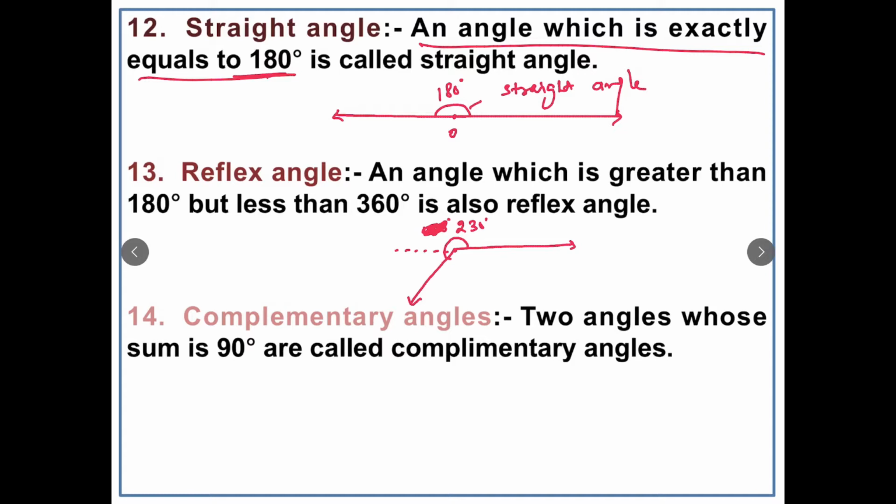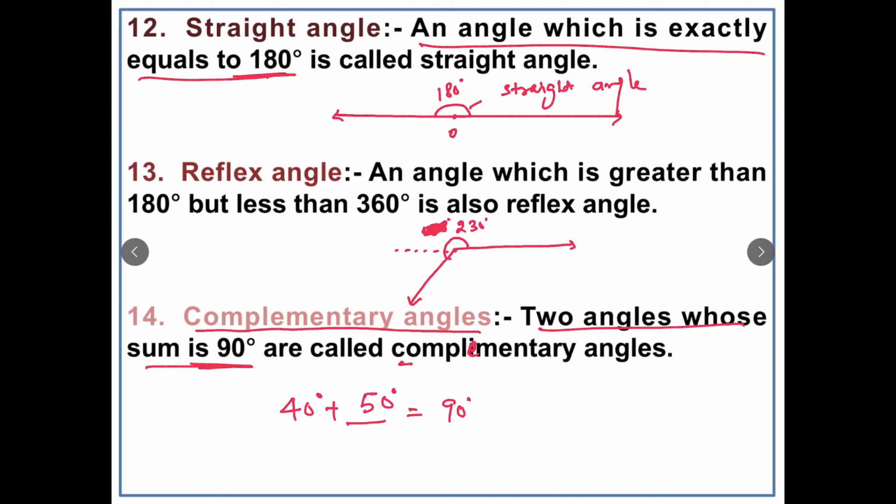Next we have one important type of angles which are called supplementary angles. Supplementary angles means two angles whose sum is 90 degrees are called supplementary angles, which means if we have an angle of 40 degrees, then its supplementary angle will be the angle by adding which the result will become 90, so that angle will be 50 degrees.